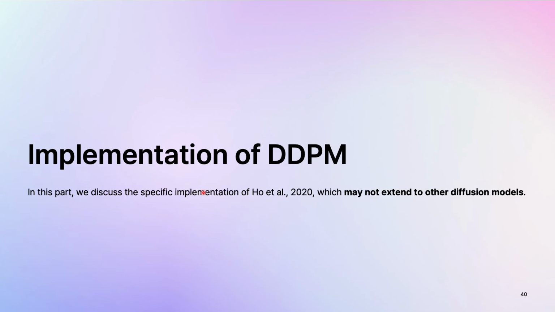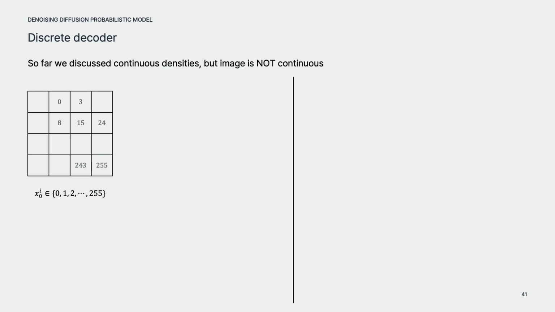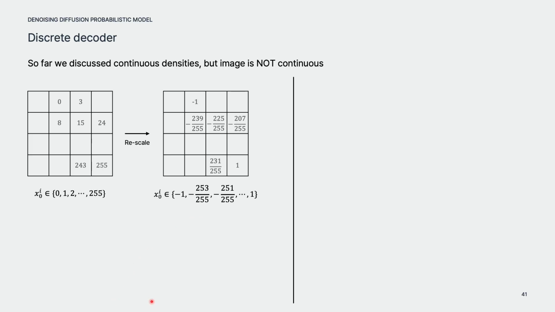And now we move on to the implementation of DDPM. And this could be a very specific design choice of the original paper of DDPM, and this may or may not extend to other diffusion models. So far we discussed continuous densities, but an image is in fact not continuous. And given an image, we rescale each pixel so that the distribution of pixels aligns with our assumption, the standard normal prior.